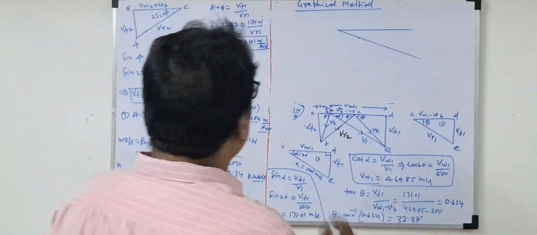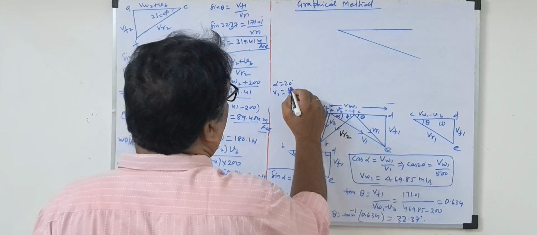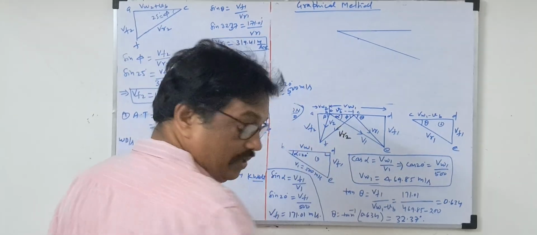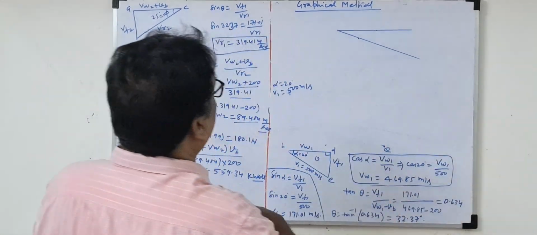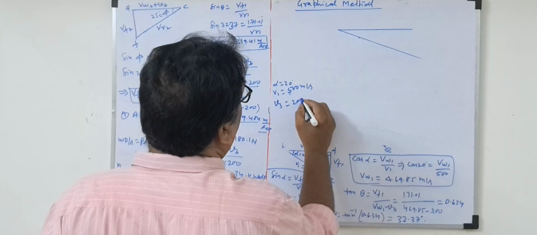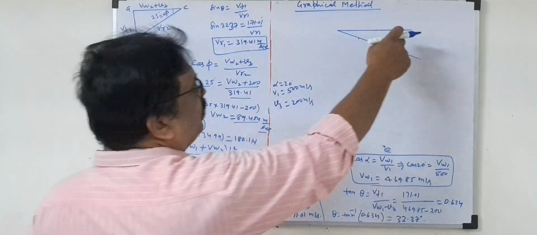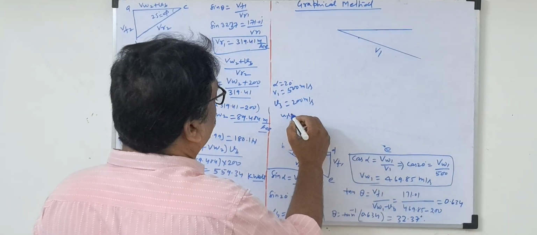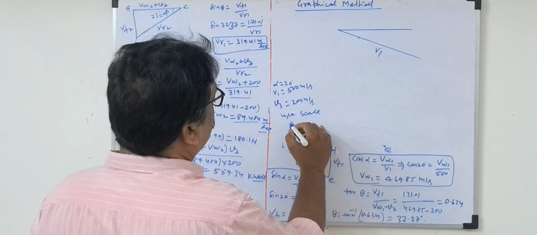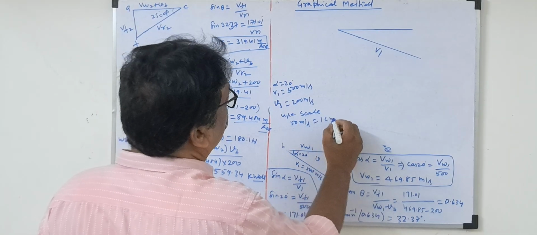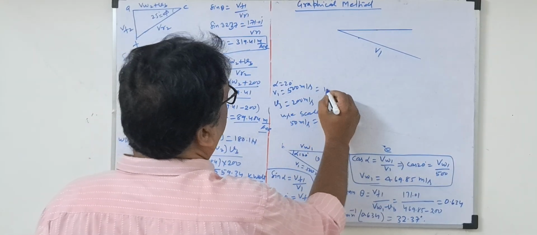Now look here, alpha is given as 20 degree, V1 is given as 500 meter per second, and blade velocity is given as 200 meter per second. So already we know this is V1, 500 meter per second. We cannot take the distance directly, so we'll use a proper scale. If we use 50 meter per second equal to 1 centimeter, then 500 divided by 50 will come to 10 centimeter.